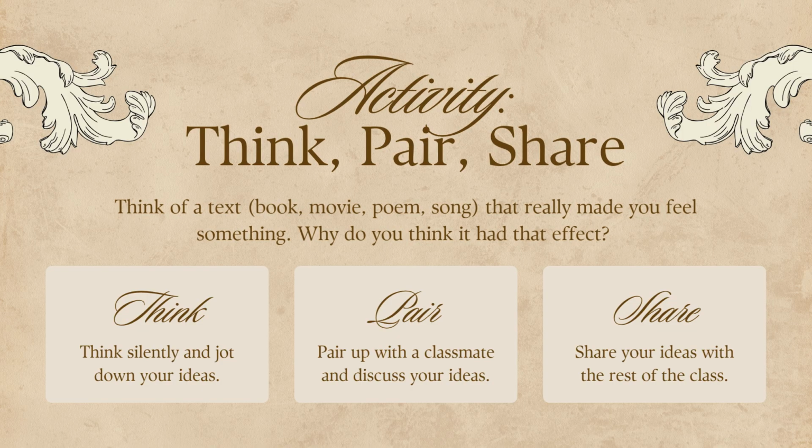Activity. Think. Pair. Share. Think of a text, book, movie, poem, song, that really made you feel something. Why do you think it had that effect? Think. Think silently and jot down your ideas. Pair. Pair up with a classmate and discuss your ideas. Share. Share your ideas with the rest of the class.